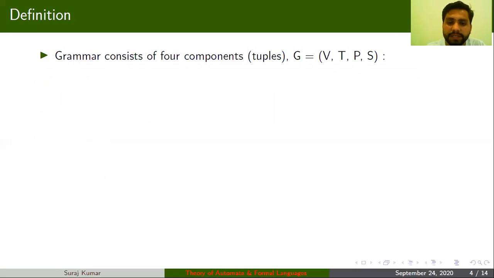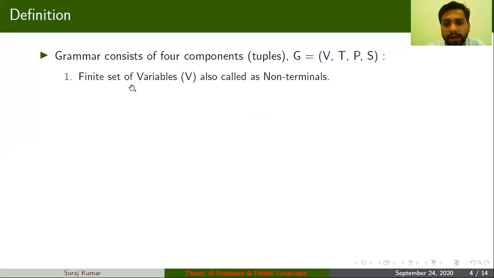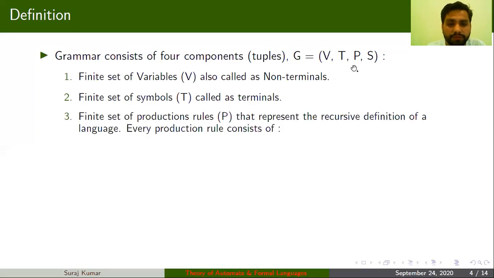Actually, your DFA consists of 5 tuples, PDA consists of 7 tuples, and grammar consists of 4 tuples. Context free grammar consists of 4 tuples: V, T, P, S. V refers to the finite set of variables. You can also call them non-terminals. And T refers to the finite set of symbols, which are called terminals. P is for productions, which represent the recursive definitions.